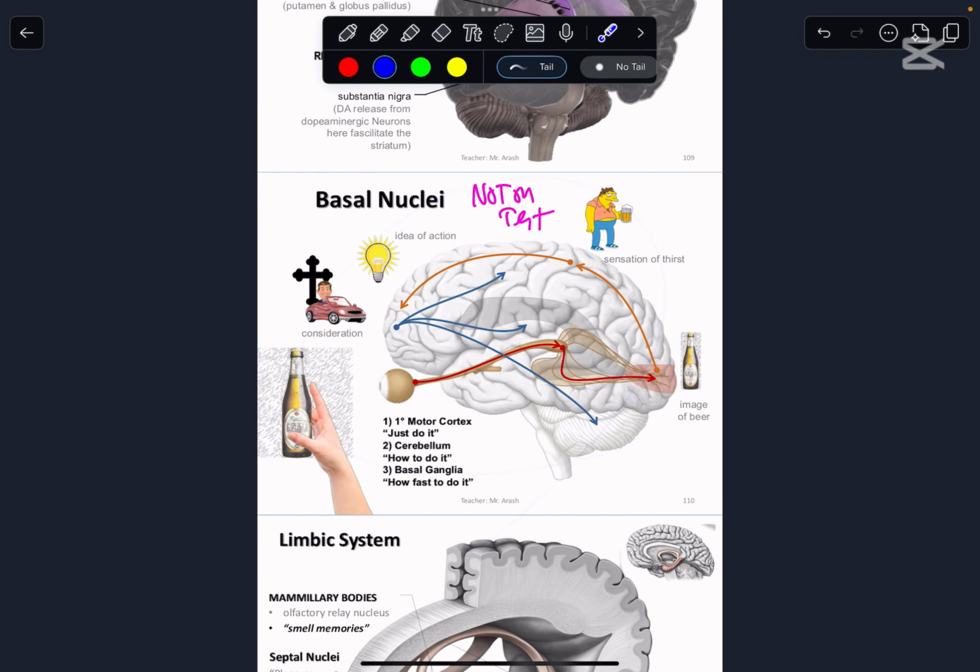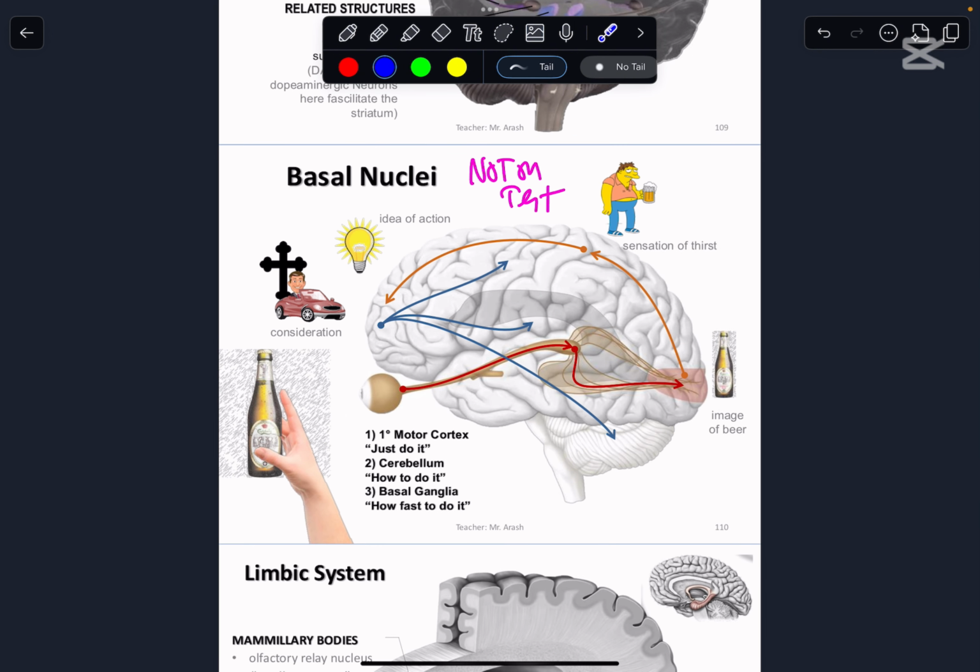What these slides essentially show you are examples of how you use different parts of the brain and how there are connections between different parts. So for example, let's say you look at a bottle of alcohol, a bottle of beer, and the first cue from your motor cortex is, well, just do it, right? So you can see that circle goes to your brain and you decide to do it or not, right? And you decide to do it.